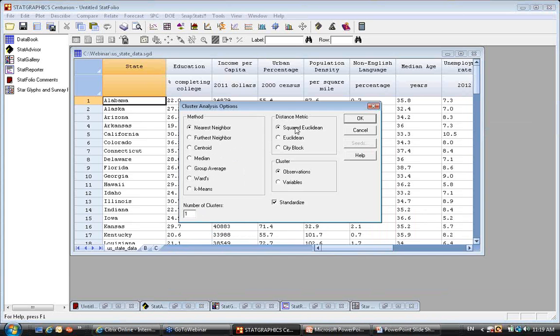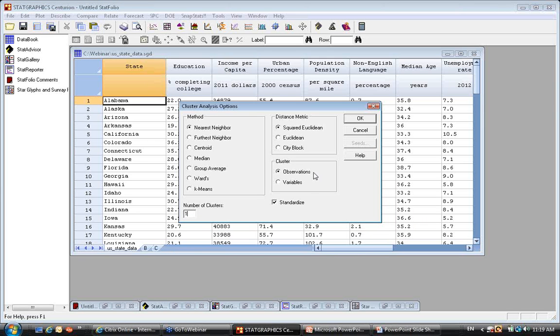It also asks me, how do I want to measure the distance between objects? The traditional way to do that is to use what's called the squared Euclidean method, which is the a squared plus b squared equals c squared type approach, the normal way we would measure distance in a multidimensional space.